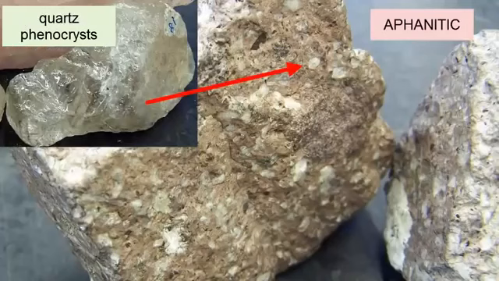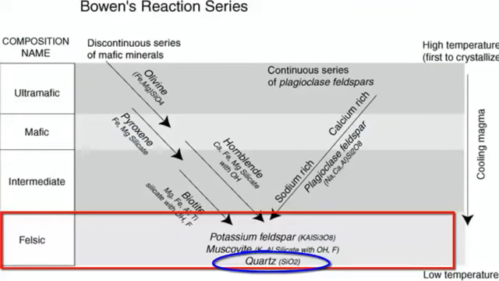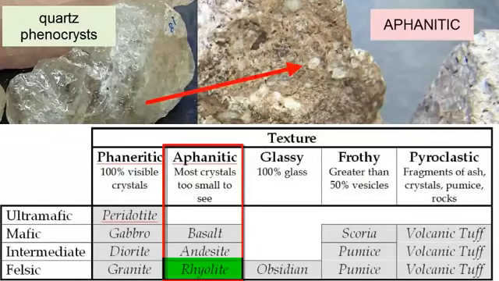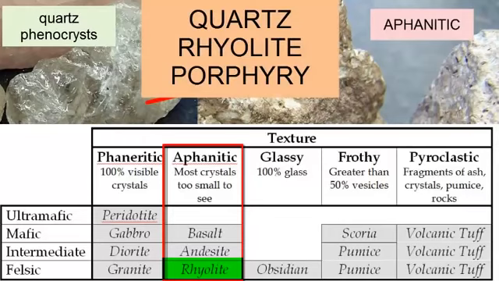That leaves us with this last rock, which has a pinkish ground mass and large quartz phenocrysts. Quartz is found only in felsic rocks. That makes this rock a quartz rhyolite porphyry.